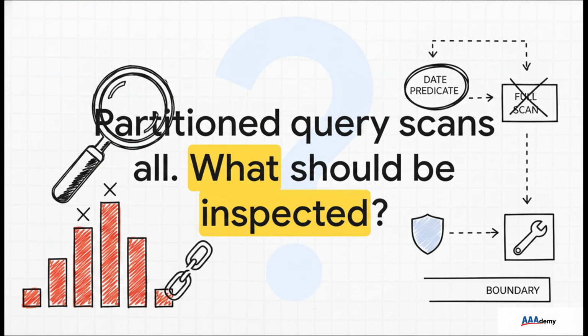Now, what if you encounter this symptom? A partitioned table query is scanning all partitions, even when the date predicate specifically targets just 1 month. Your detective instinct should immediately scream at you to inspect the partition function boundaries. You've got to prove whether that date predicate actually supports partition elimination. If the execution plan shows it touching all allocation ranges, then the alignment or the predicate shape is broken. And listen, no amount of indexing is going to save you until you fix that boundary.